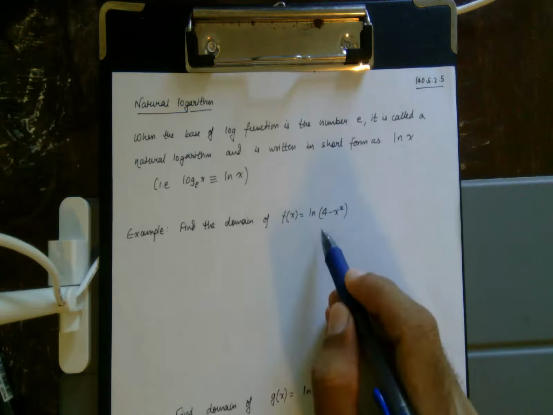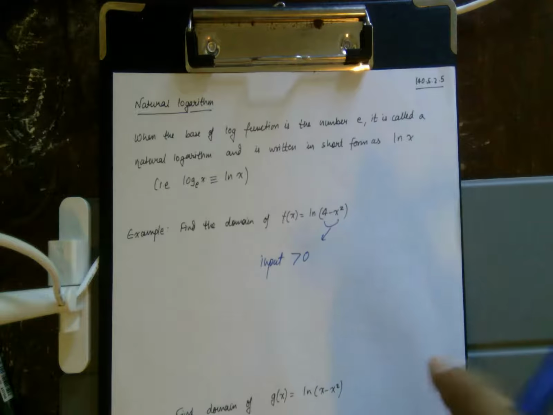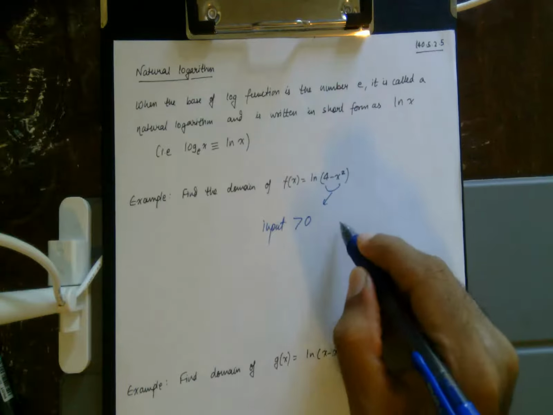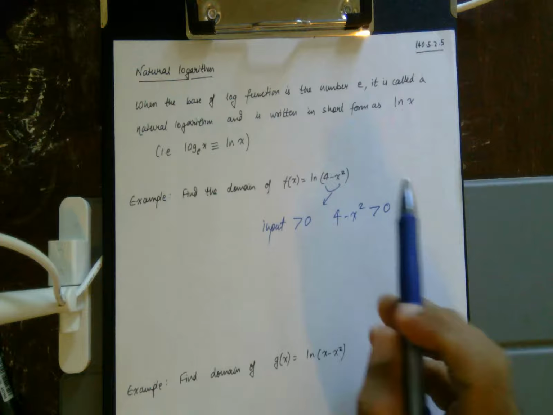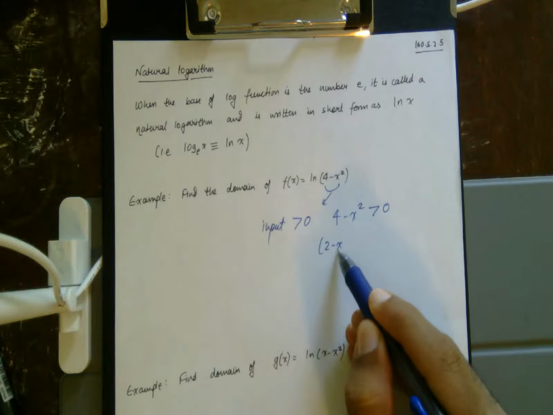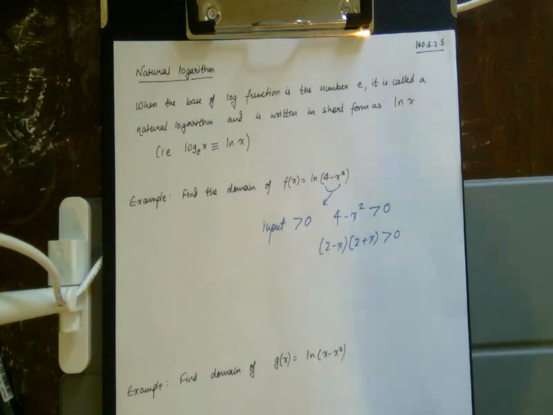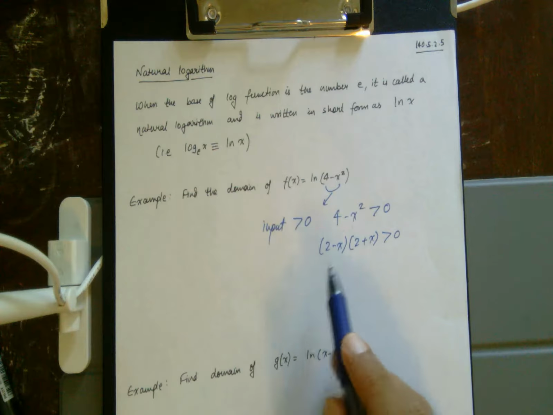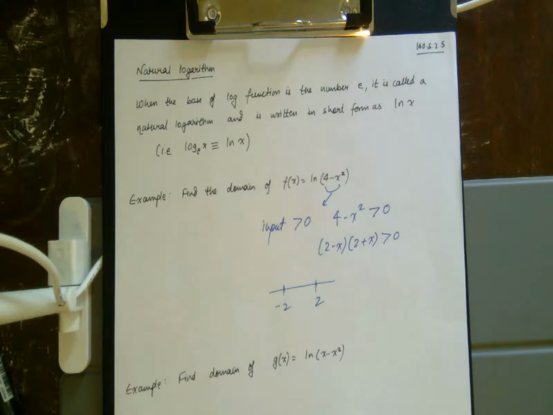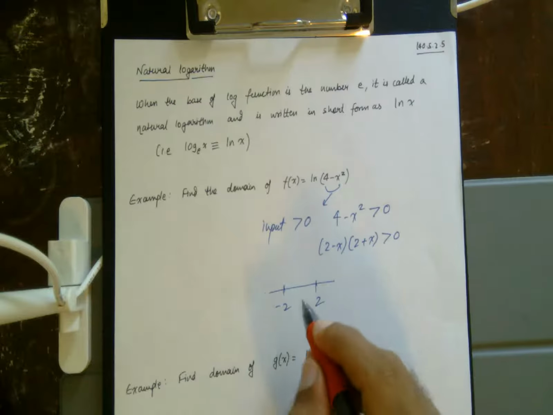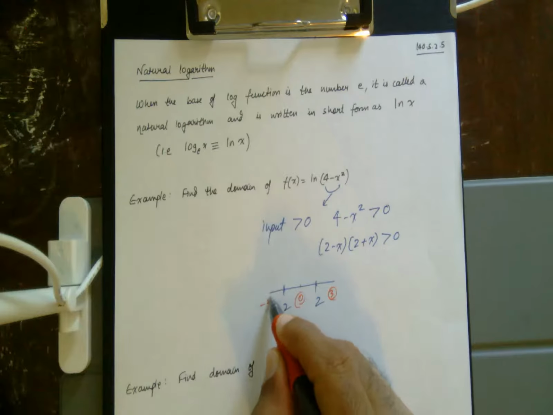So what we know is that the input must be greater than 0 for log functions. So 4 minus x squared must be greater than 0. Now this you can factor, difference of squares. This is from 103 where you have polynomial inequalities. You find the critical points. The critical points are negative 2 and 2. And you pick a test point. So I pick 0 here, and I pick 3 here, and I pick negative 3 here.